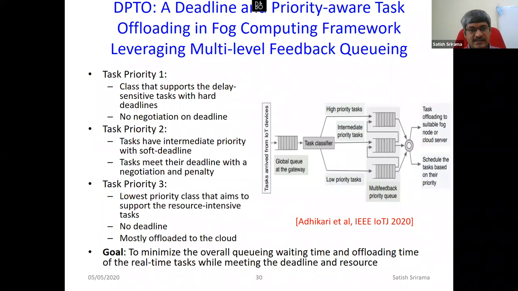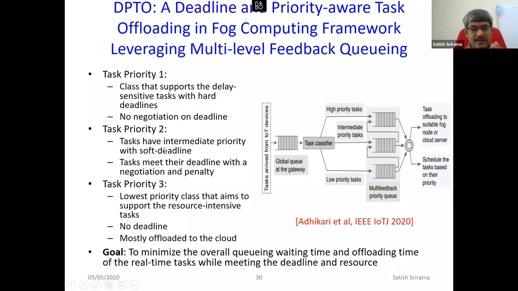Of course, there is a similar extension for that one, I will not go deeper into this. There can be different priorities for applications. For example, task priority one are delay sensitive applications with hard deadlines. Say, for example, health related applications, no negotiation with the deadline. If they fail to deliver the quality of service, something seriously wrong happened to the patient. So these are priority one tasks which should be run immediately on the fog devices.